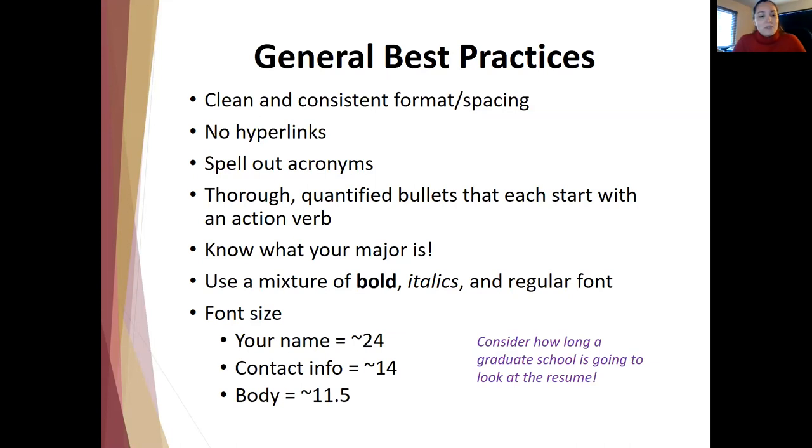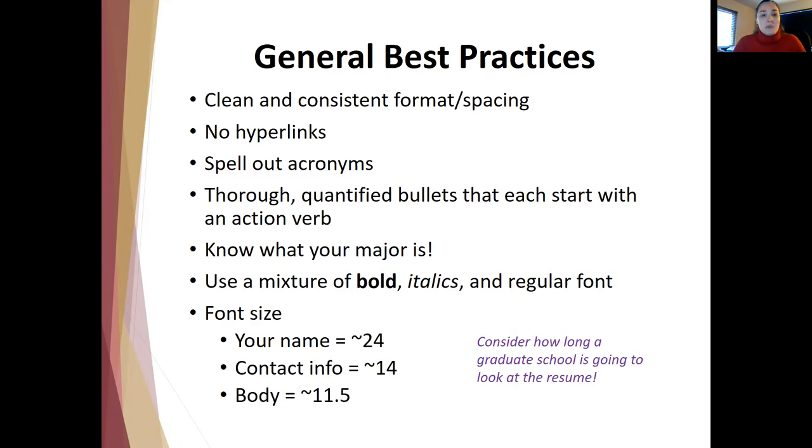Spell out acronyms. So if you have an associate's degree, spell out AA. Certainly your Bachelor of Science degree, spell out Bachelor of Science, spell out Communication, Science, and Disorders. So it is not BS in CSD, it is Bachelor of Science in Communication, Science, and Disorders.